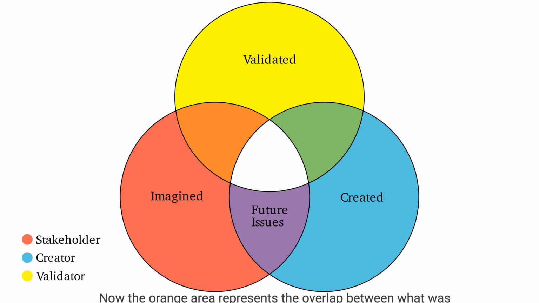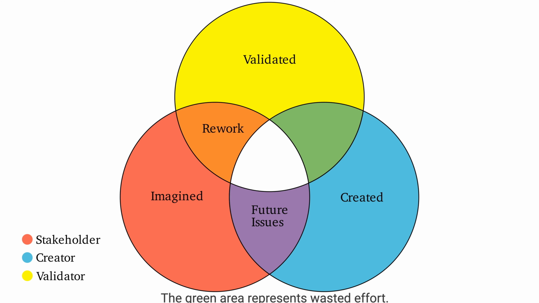Now, the orange area represents the overlap between what was desired and what was validated, but not what was created. This leads to rework, because although work may have been done, it did not meet the stakeholder and validators' shared expectations. In the context of software development, we'd see this materialize through valid bug reports, potentially impacting our delivery timeline.